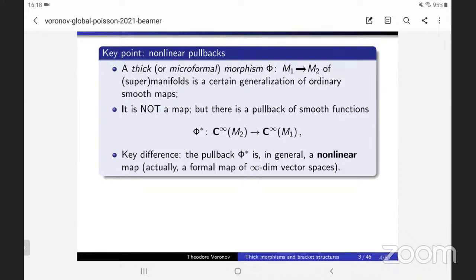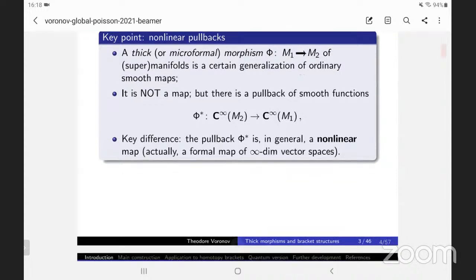But the key difference with ordinary pullbacks is that the pullback by a thick morphism is in general a non-linear map. So basically, when it corresponds to an ordinary map, the pullback, as usual, is a linear map. But when it is a general thick morphism, it's a non-linear, actually a formal mapping of infinite-dimensional vector spaces.